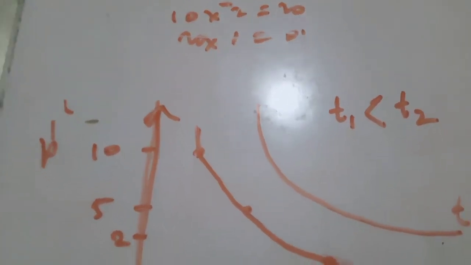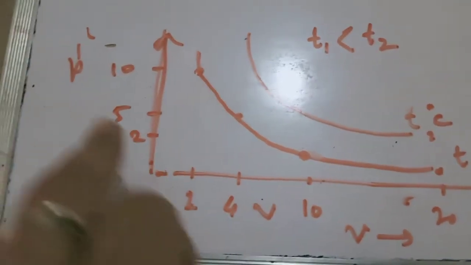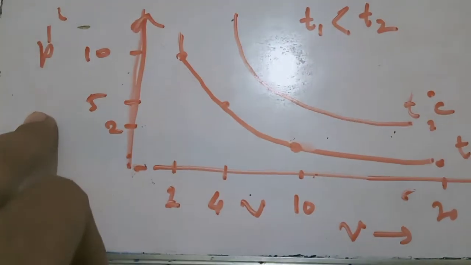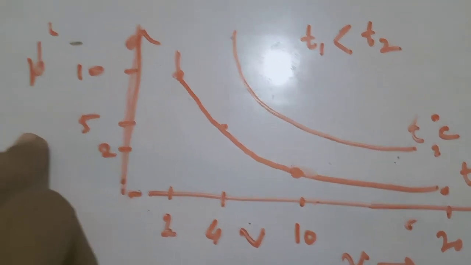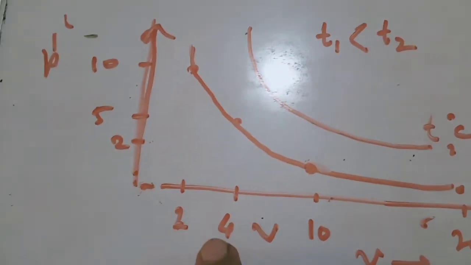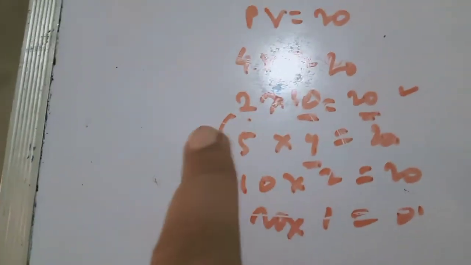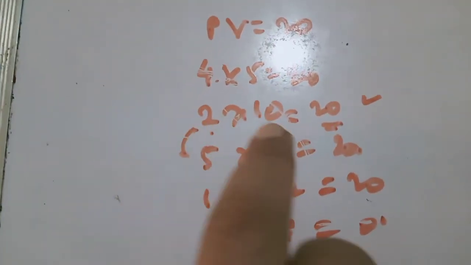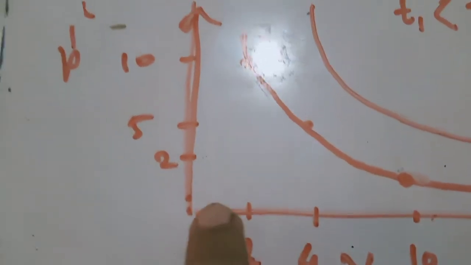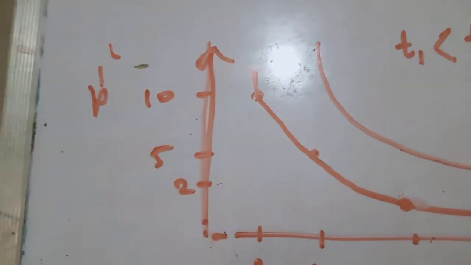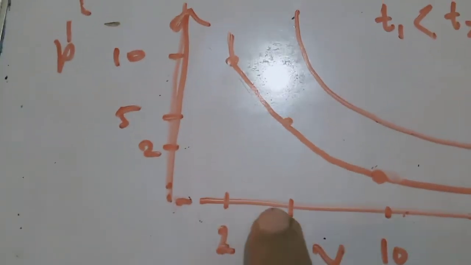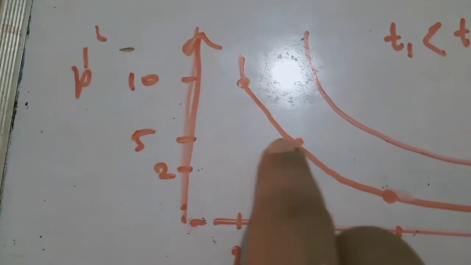Now, see, we are plotting V taken as the x-axis and P taken as the y-axis. When the volume is 2, pressure is 10. So (2, 10) is a point. Similarly, 4 into 5, 20. (4, 5) is a point.